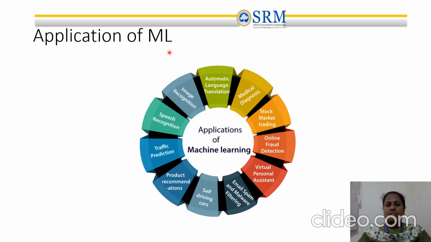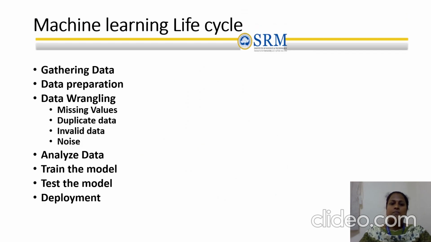Applications of machine learning. Machine learning can be applied in many fields. In healthcare, it is used to diagnose disease as well as to predict emergency admission conditions and health status of patients. It is also used in stock market prediction, online fraud detection, mobile apps and handheld devices to assist handicapped people, email spam and malware detection, driverless cars, product recommendations, real-time traffic signals, traffic condition predictions, and speech recognition. So these are some of the applications of ML.